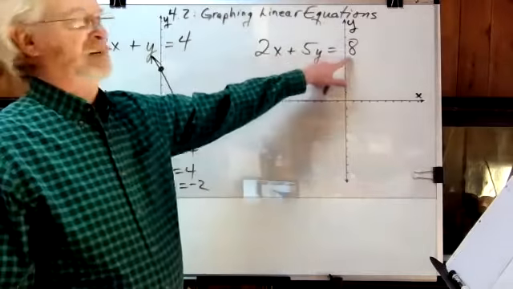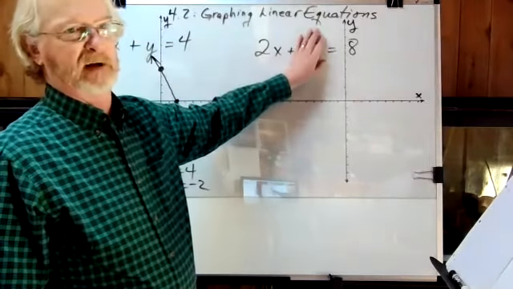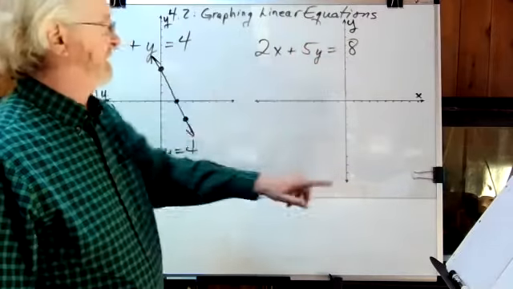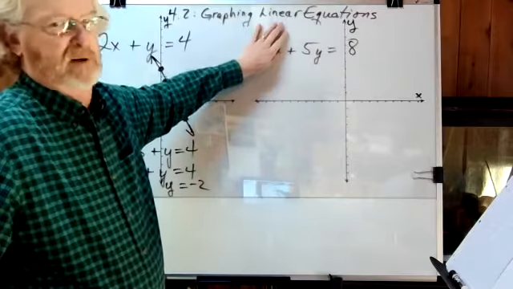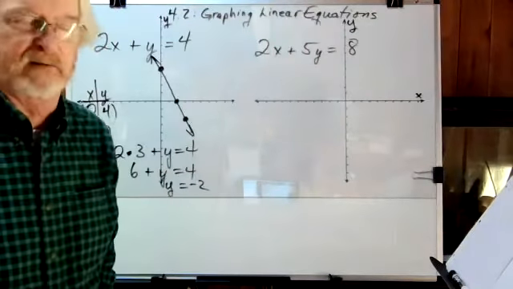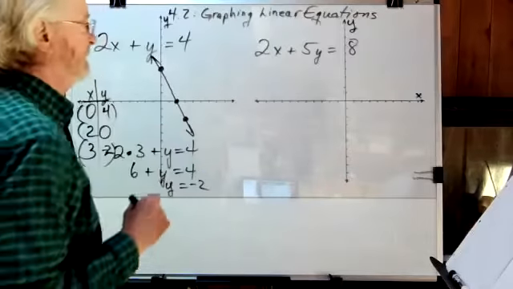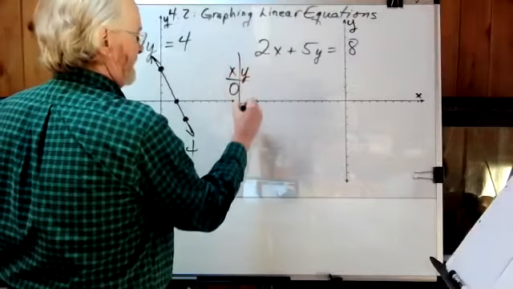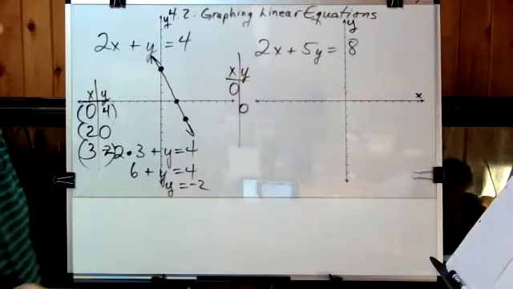Notice the 2 divides into the 8, which means if I put a 0 for y, I'm going to get a nice number for x. But the 5 doesn't divide into the 8 evenly, so if I put in a 0 for x, I'm going to get a fraction. I'm just showing it can happen, so be careful with your calculation. It makes it harder to graph when we have fractions because we have to estimate the position. I'm still going to do this, and these will still be the intercepts. The intercept might just be a fraction.